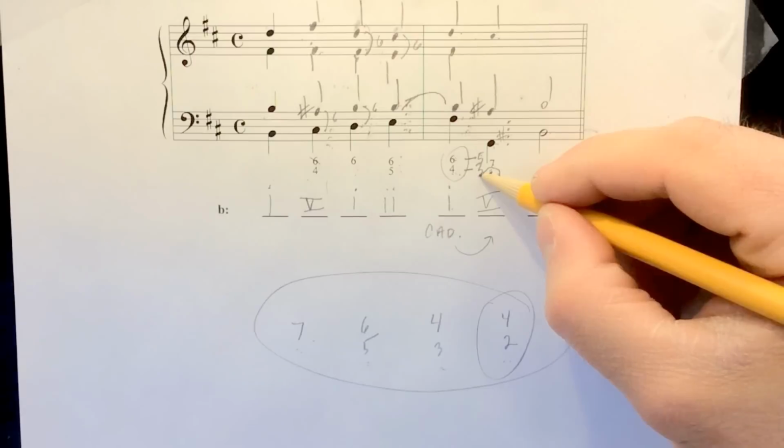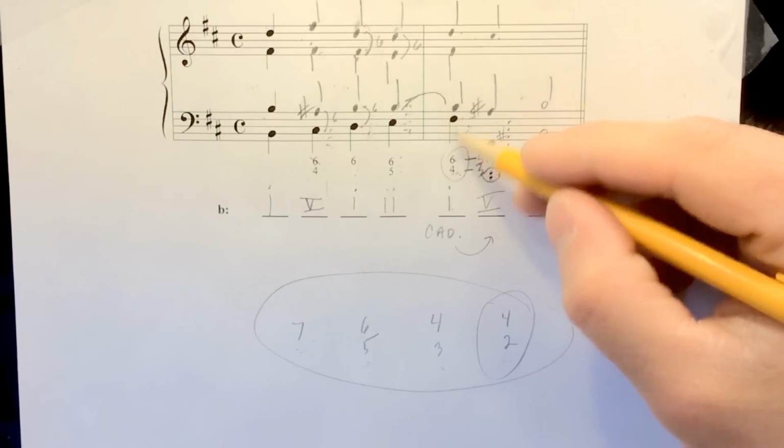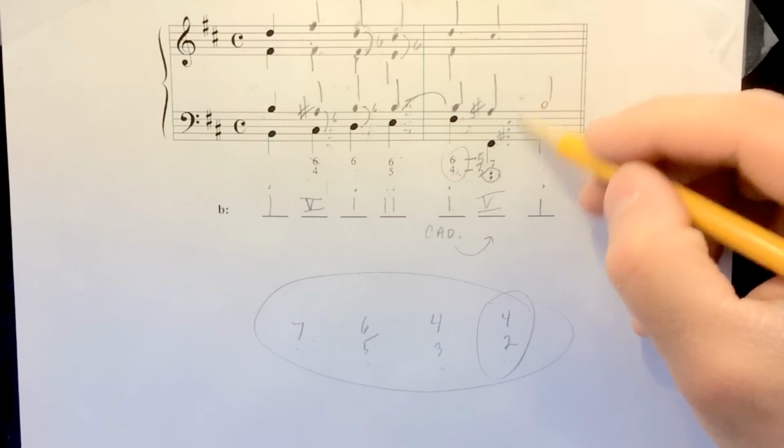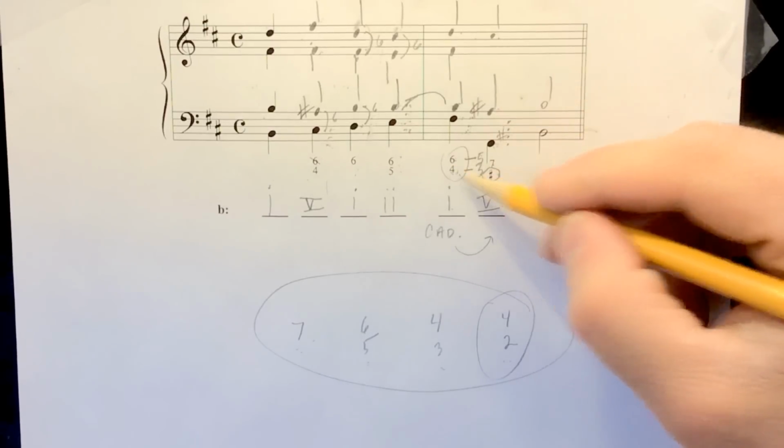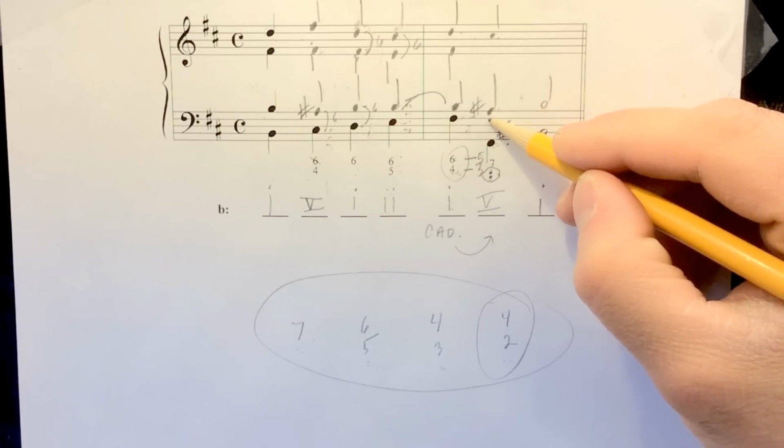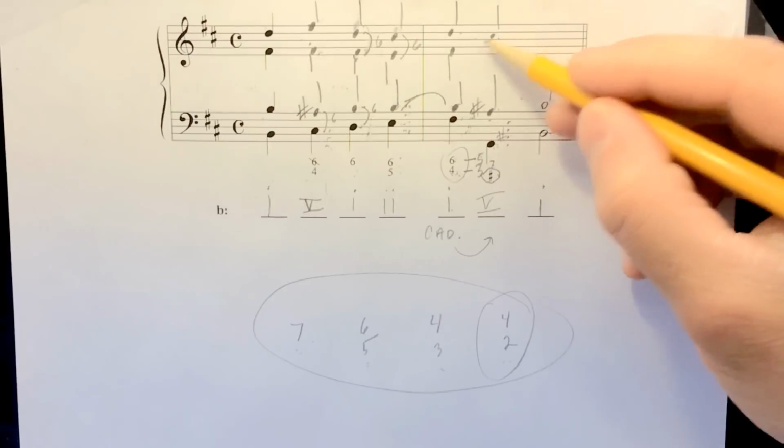Now the fourth must move to the third. Where is the fourth above the bass? It's the B. And the B moves down to the A sharp, which is the 3 resolution, 4 moving to 3. Now, the alto.